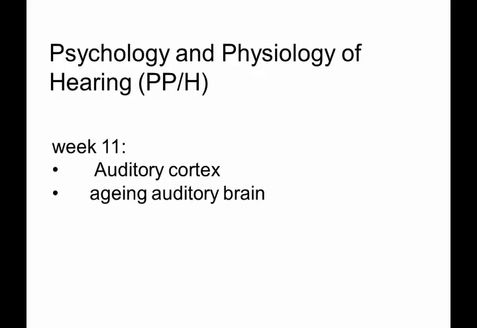Right. Last lecture this year is on the auditory cortex. So we've worked our way up the auditory pathway from the cochlea. We've looked at the auditory filters now, and we know all that we can know about auditory functions and about the physiology and the neural functions of auditory perception. And we talk about the aging auditory brain.